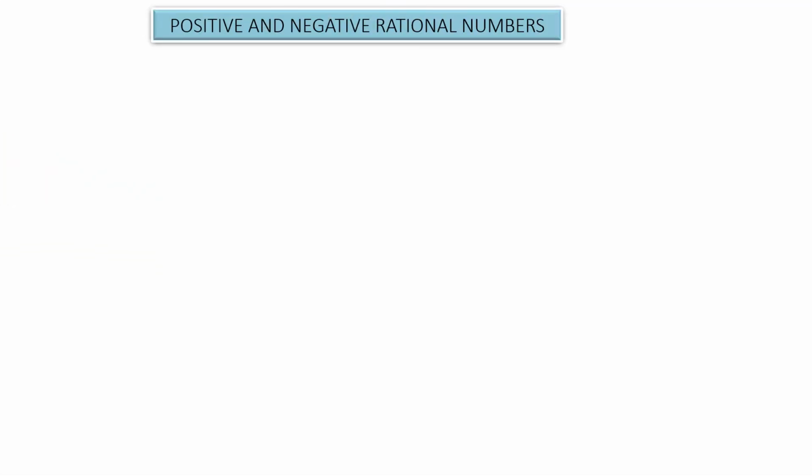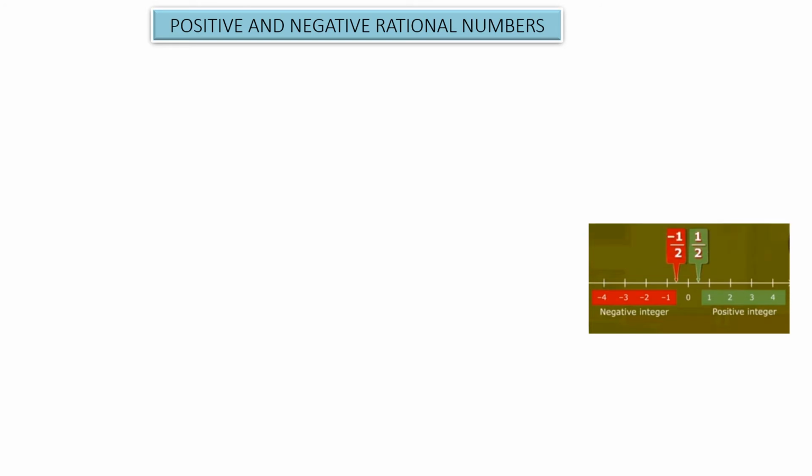Positive and negative rational numbers. We have seen that integers are also rational numbers. Integers means positive numbers, negative numbers, 0. These all collections are rational numbers. Therefore, there are positive rational numbers and negative rational numbers. Let us see what are these collections of numbers.